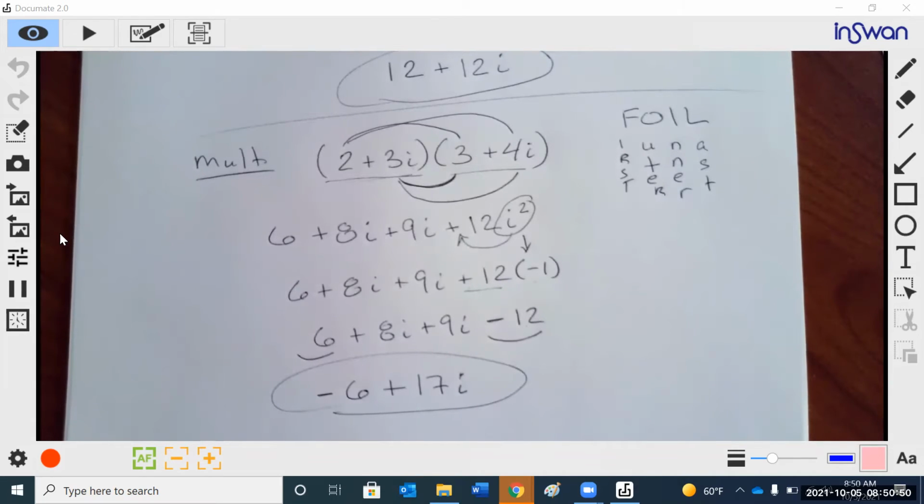So that's how you multiply imaginary terms or complex numbers with a process called distributivity.